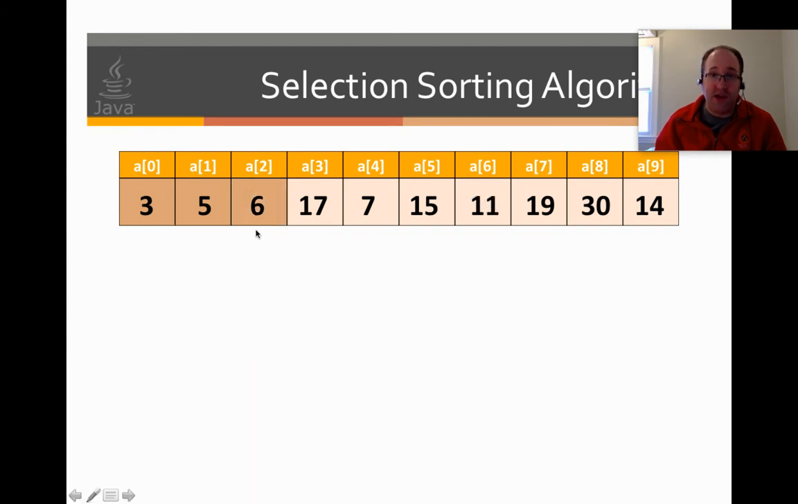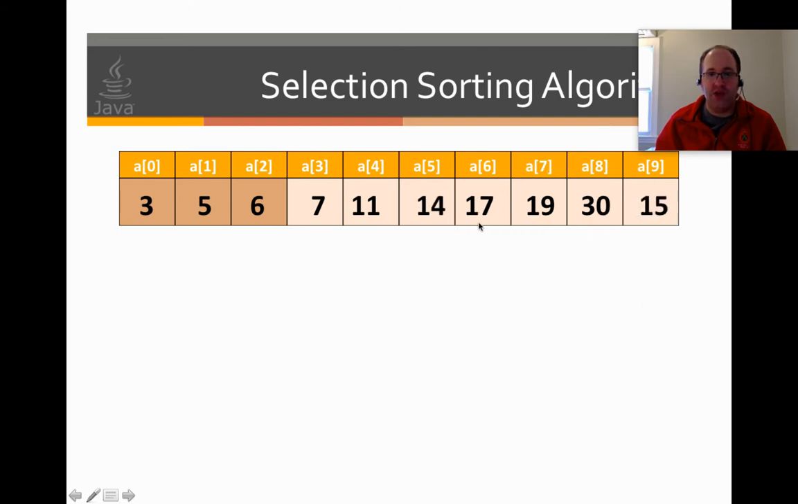3, 5, and 6 are now in their proper position. And now I think we're going to just continue to sort. So if you're kind of following the pattern here, the 7 belongs there. The 11 would be the next element that belongs there. So we're going to swap the 11 and the 17. The 14 and the 15 will swap.